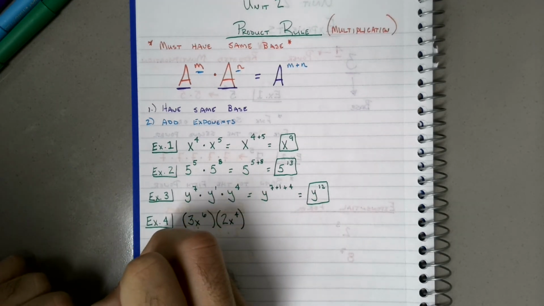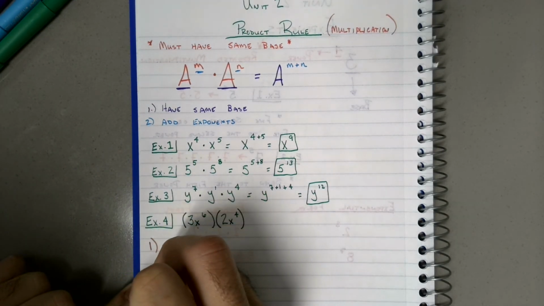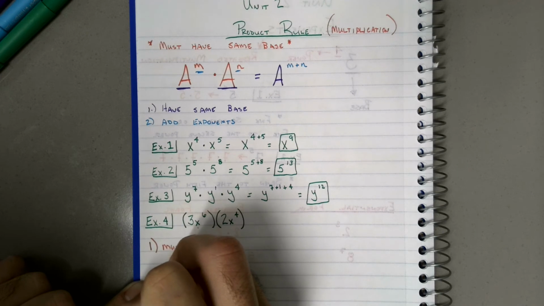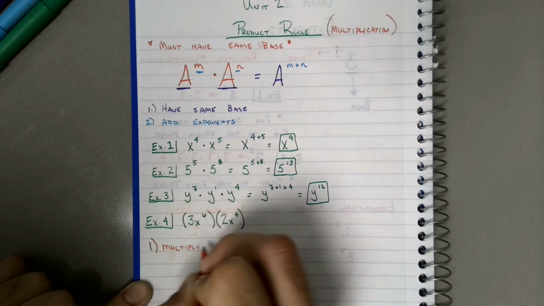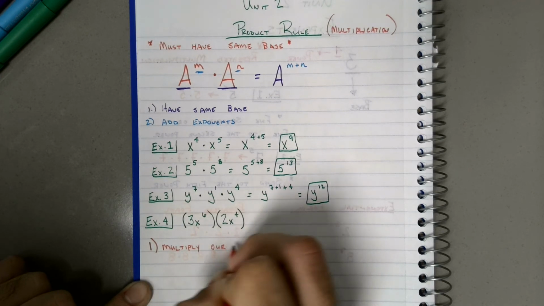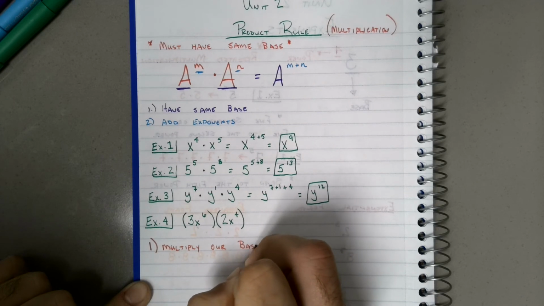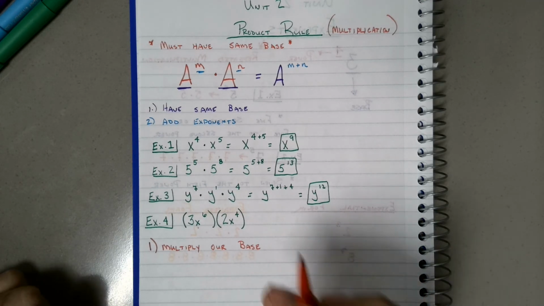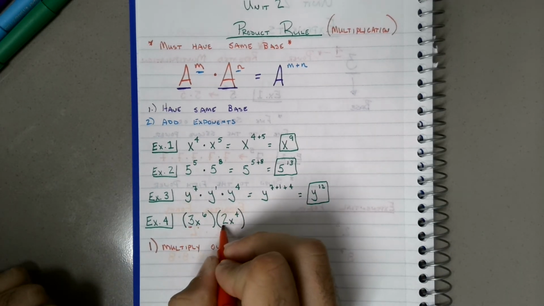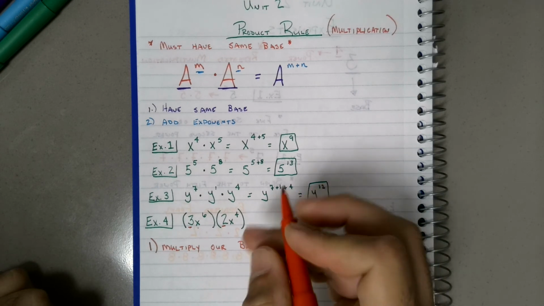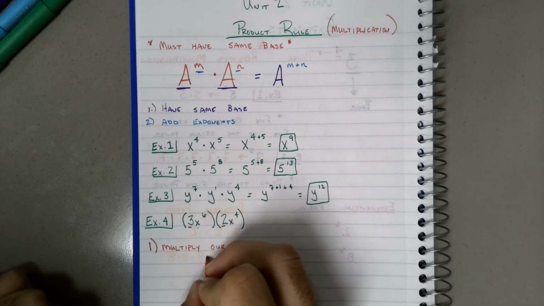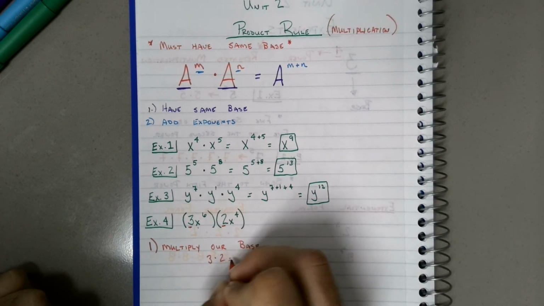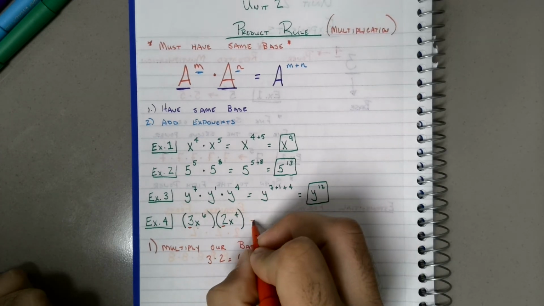So our first step, we're going to multiply our base. Okay, so we're going to multiply our base here. Okay, so our base, when we multiply our base, all right, we have 3 times 2. So what is 3 times 2? It's going to give us 6. Okay.